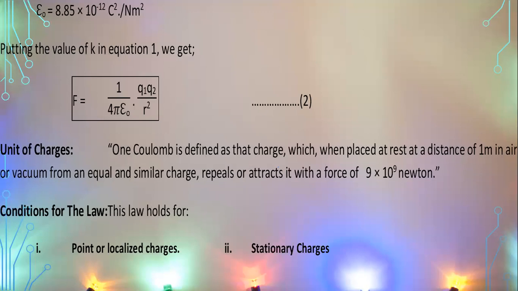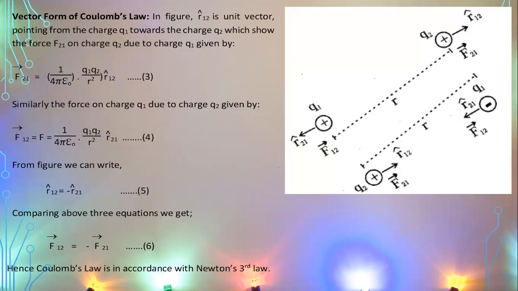What are the conditions? Coulomb's law has some limitations: number one, it is used only for point charges. Number two, it is used for stationary charges. The last question we covered today was how to present Coulomb's law in vector form.